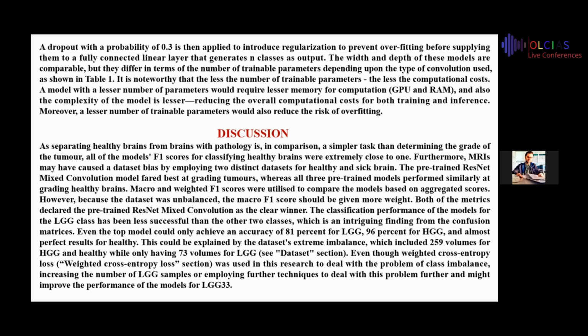This could be explained by the dataset's extreme imbalance, which included 259 volumes for HGG and healthy, while only having 73 volumes for LGG. You can find the data, as I mentioned, in the paper. It would be long, so I couldn't include it in this presentation. Even though weighted cross entropy loss was used in this research to deal with the problem of class imbalance, increasing the number of LGG samples or employing further techniques to deal with this problem might improve the performance of the models for LGG.